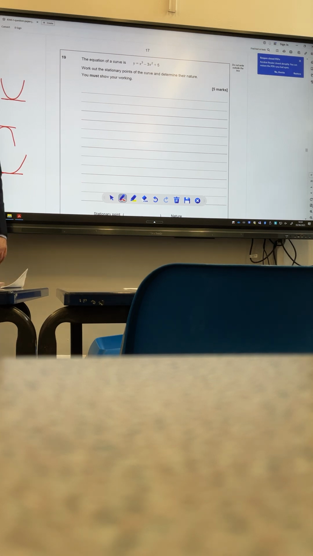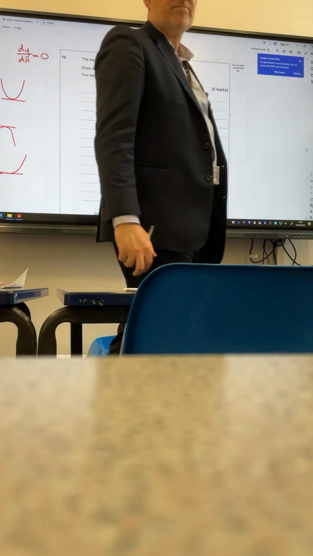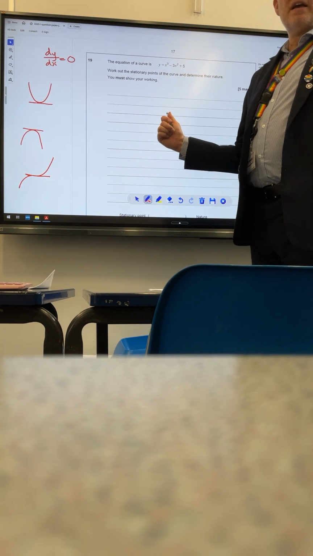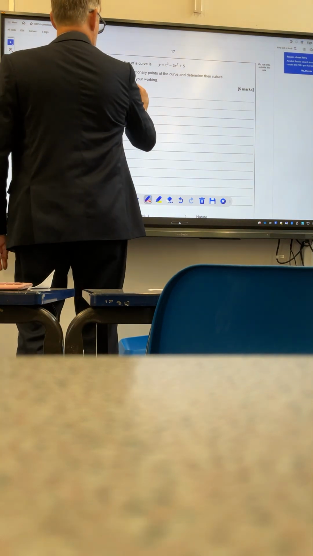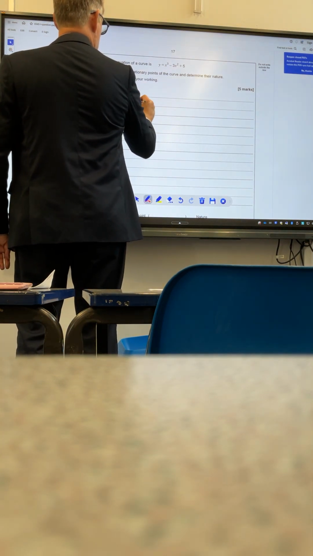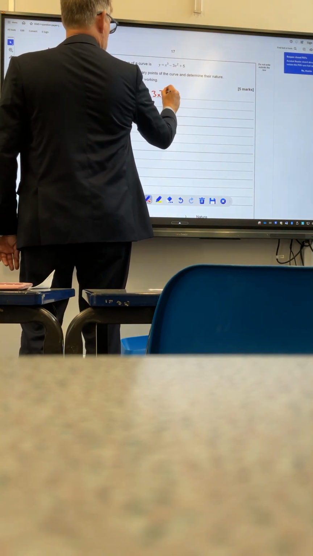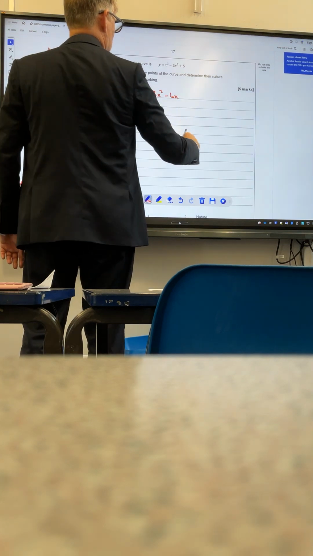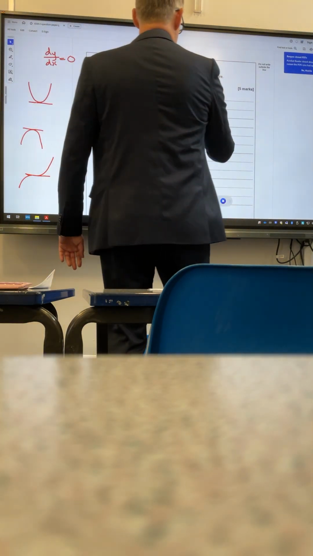So for all stationary points, you are looking for the gradient, which in further maths we're thinking about as dy by dx, being 0. So what we need to do is firstly do dy by dx and make it equal to 0. This one's not a bad one. So you get dy by dx equals 3x squared minus 6x. The 5 obviously when you differentiate comes out 0. That's got to equal 0.